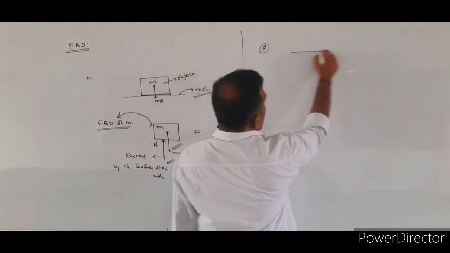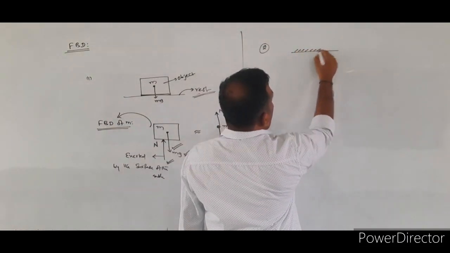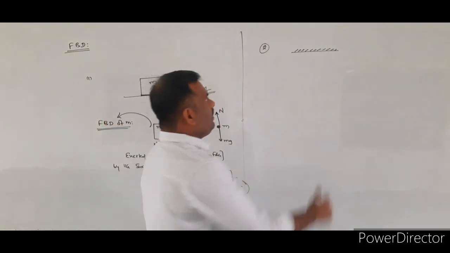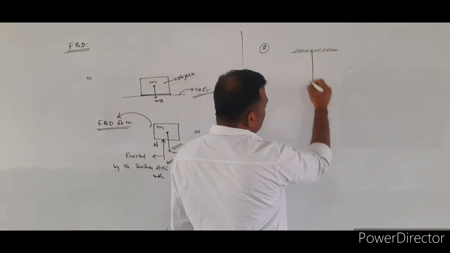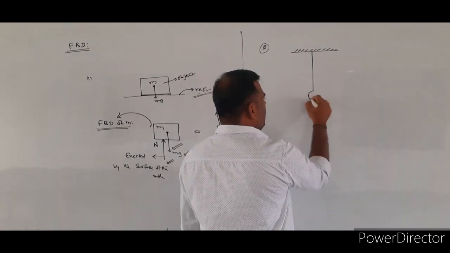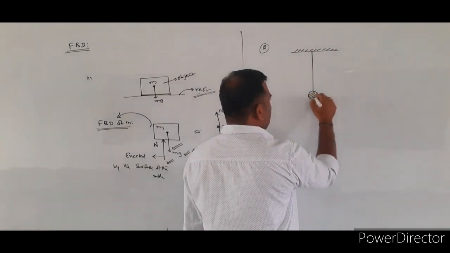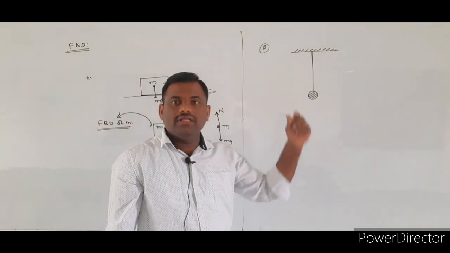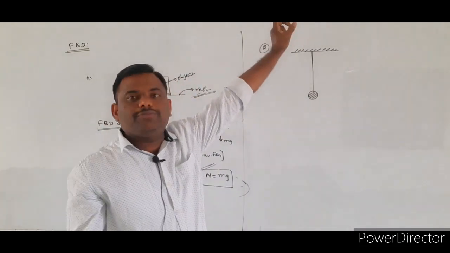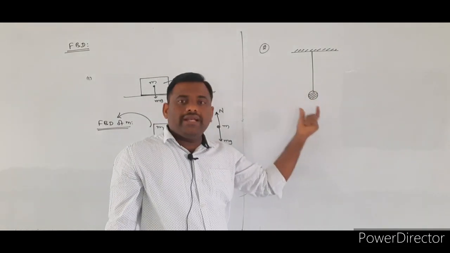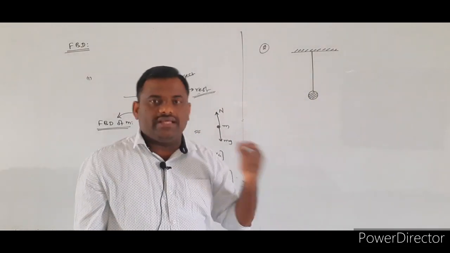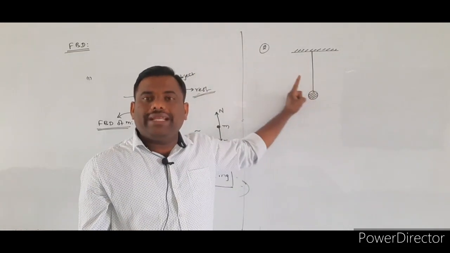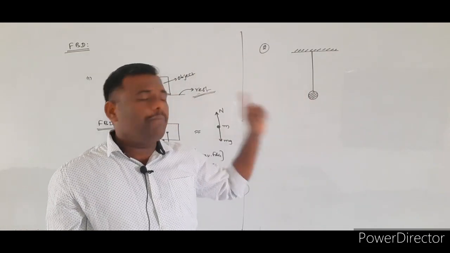So here, a rigid support we consider. From the rigid support, a string will be suspended. At the bottom end of the string, we connect a body of mass m, like a simple pendulum. A string will be there, a rigid support will be there, and a pendulum bob will be in the state of rest. Now, I want to draw the free body diagram for the pendulum bob.